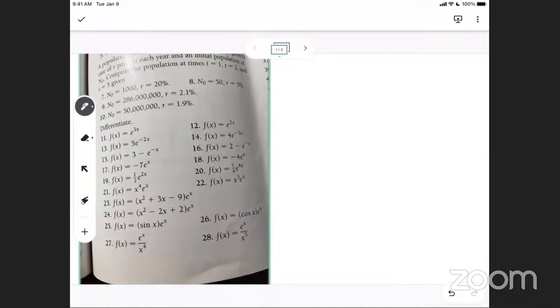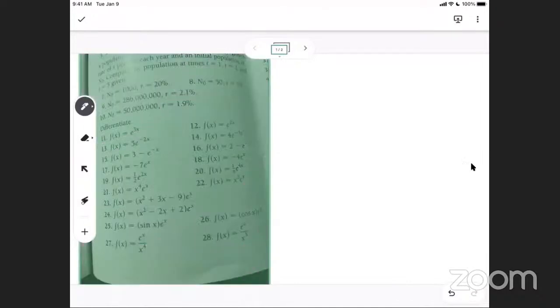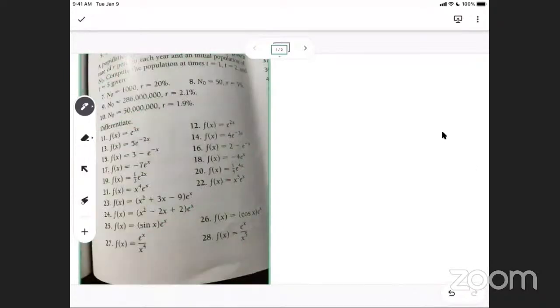So anyway, here we go. We've got, you want number 11, I assume? Yes. Okay. So do you remember the derivative, if f of x is e to the u, let's say, do you remember what the derivative is? Is it u e or? It's actually e to the u times the derivative of u with respect to x.